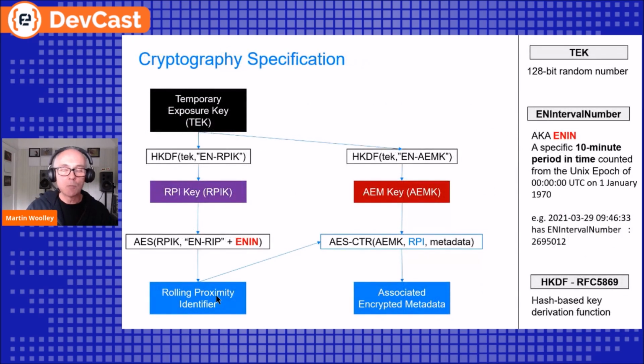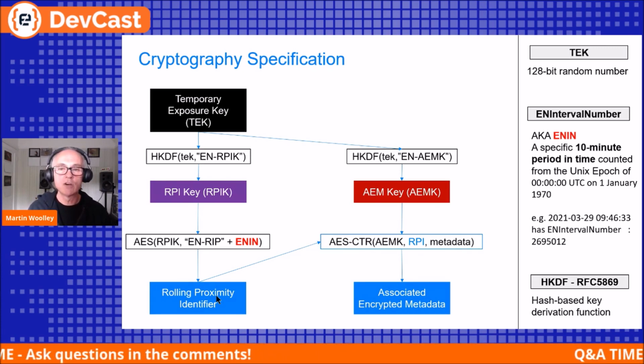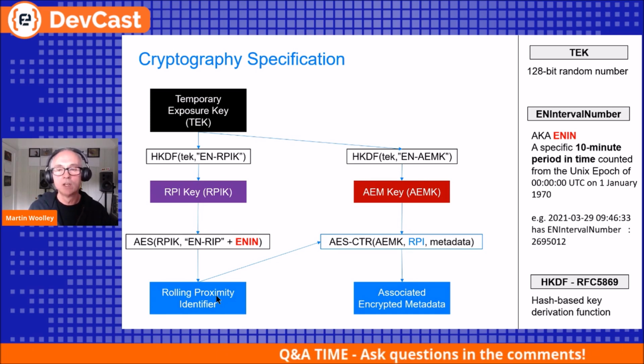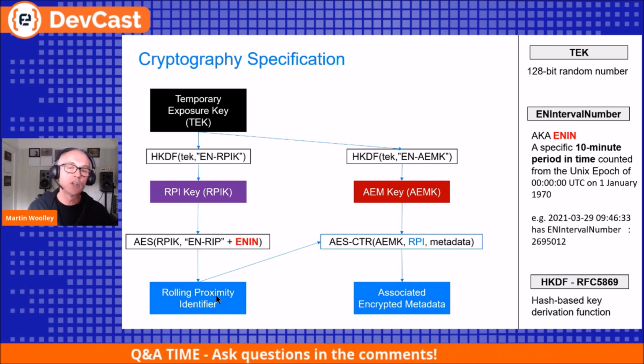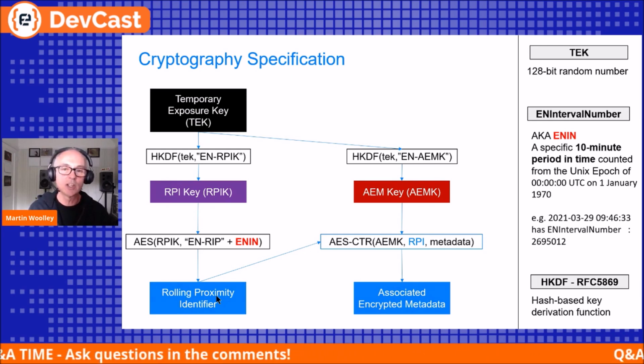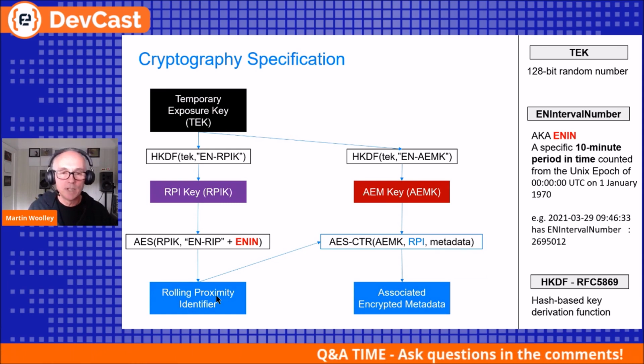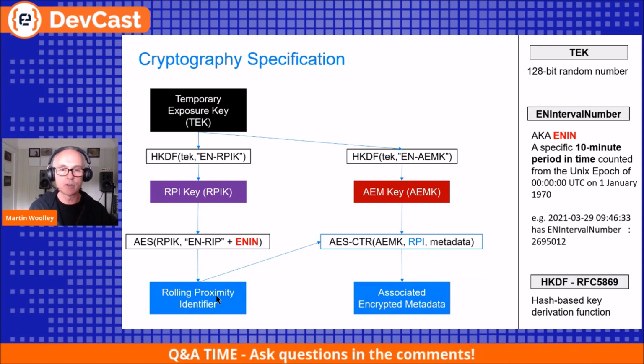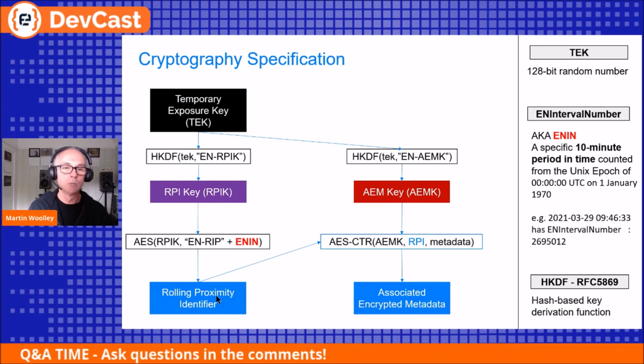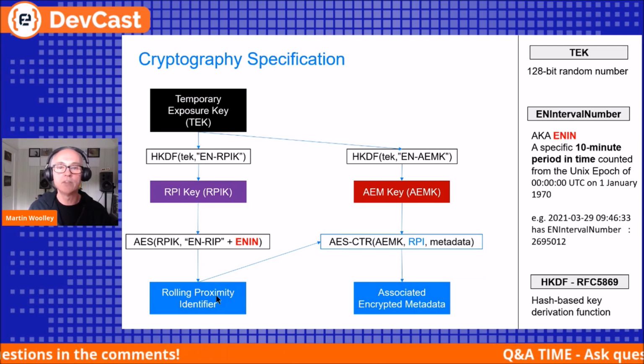So let's talk about security now. The Apple Google ENS framework includes a cryptography specification, and I've summarized the main points here on my slide. So all devices generate a 128-bit random number called the temporary exposure key, or TEK. It's then used with a key derivation function called HKDF to generate 2 distinct security keys, the RPI key and the AEM key. The RPI key is used with the AES algorithm to encrypt a fixed string value plus a number called the EN interval number, and this gives us the RPI, or rolling proximity identifier.